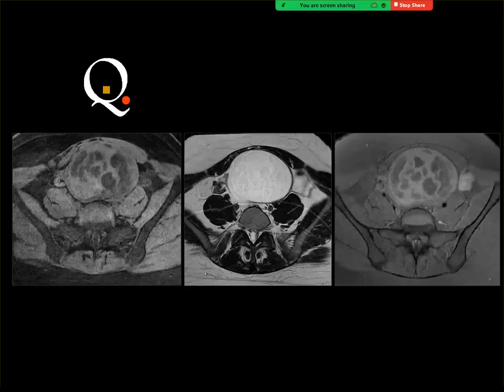هنبتدي بالحالة الأولانية. This is an MRI of the pelvis, and this is T1 fat set, and this is the T2, and this is also T1 fat set with contrast.